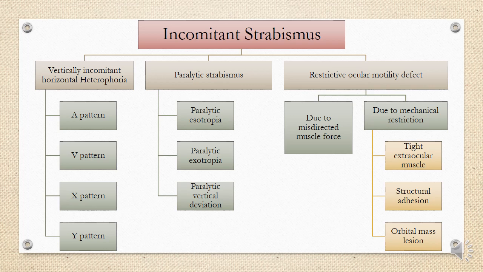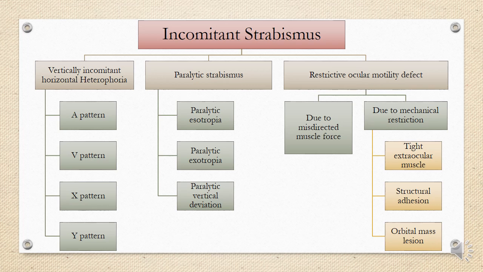When we say vertically incomitant horizontal heterophoria, which we are going to discuss in this video, we can find different patterns. These are named because of the pattern which the deviation shows. So it could be an A pattern, a V pattern, an X pattern, or a Y pattern. There is also one pattern which is called the lambda pattern, which is an inverted Y.